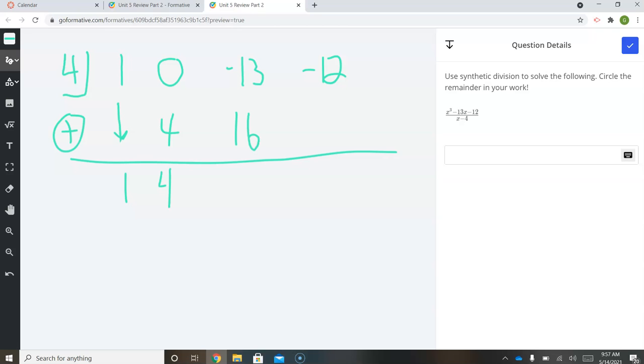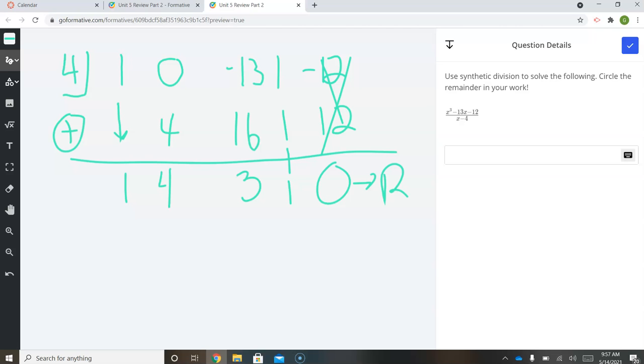And then we add negative 3 plus 16, which is negative 13 plus 16, positive 3. And multiply one more time, that's a 12. Draw your line because this is where our remainder is going to go. Negative 12 plus 12 is 0. So this right here is my remainder.